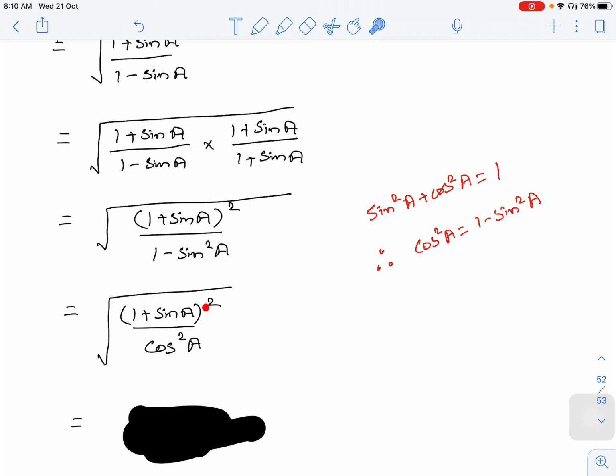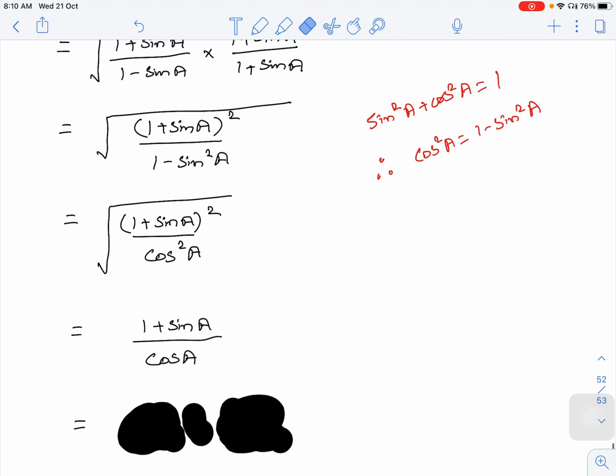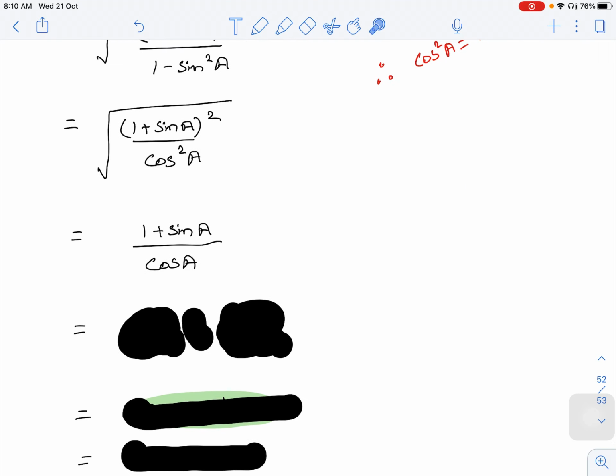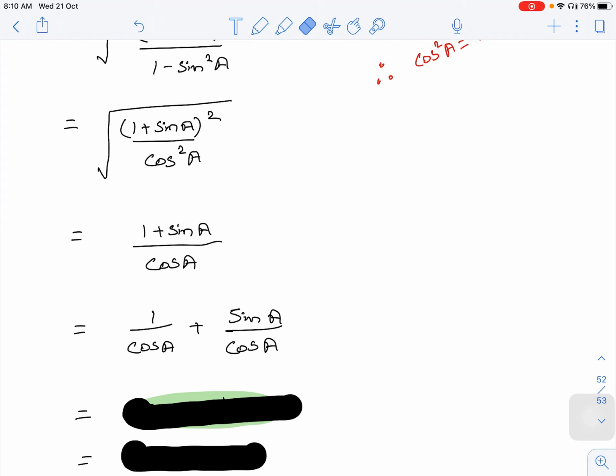Now remember that the numerator has a square, that is power 2, and the denominator also has power 2, so we can take the square root, we can remove this root now. When we remove this root, in the next step we get (1 plus sine a) upon cos a. Now this cos a is the denominator for both 1 and sine a at the same time, so we can separate the numerators. Okay, so what do we get over here? We get 1 upon cos a plus sine a upon cos a.